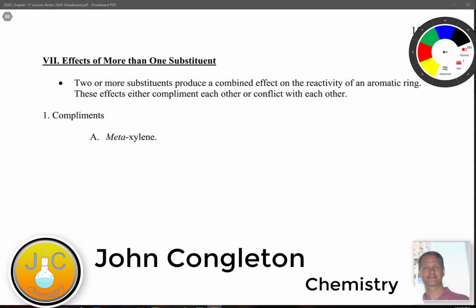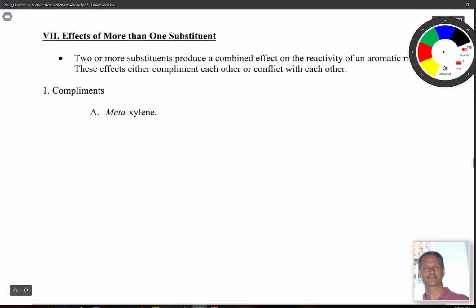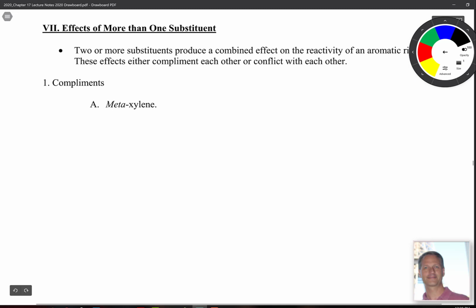Often what we see in EAS type reactions is benzene with more than one substituent. So we've seen the effect of having activating and deactivating groups. What happens if we have more than one group on a ring? Well, it turns out that when we put more than one group on a ring, those groups can either complement each other or there can be conflicts.